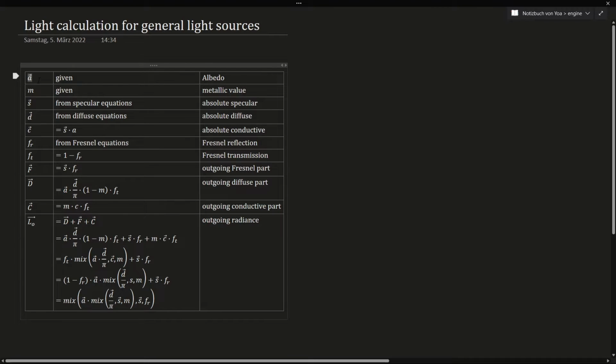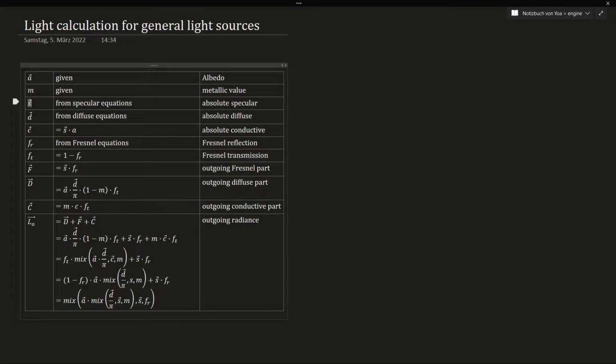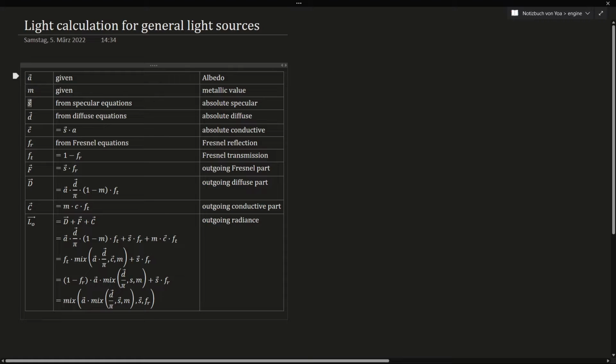First of all, we have A, which is the albedo color of the surface. Then we have the metallic value M, which is also given. Then we have the absolute specular color. Absolute specular in this case means that this is the specular which we would get if the surface was a perfect mirror, or to put it a little more precisely, if it reflected 100% of the light as a conductor with an albedo of 1. This is the absolute specular.